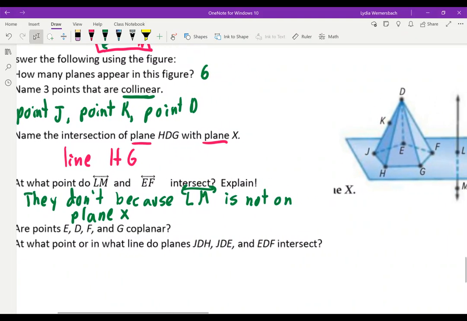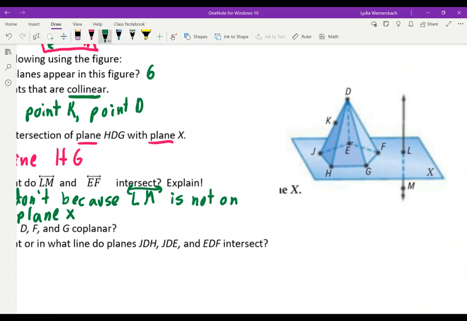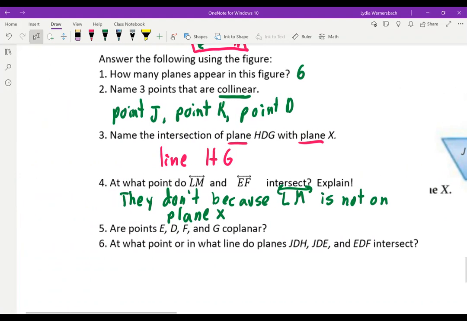Alrighty, are points E, D, F, and G coplanar? So we have E, D, F, and G. What do we think? The answer is no. So now if we said, is E, F, and D coplanar? Yeah, they're all on this back plane here. And if the question was, okay, are D, F, and G coplanar? Yeah, that's right. They would all be on this plane. The problem is that if we're looking at all four, they're all across two planes rather than just one. So the answer would be no.